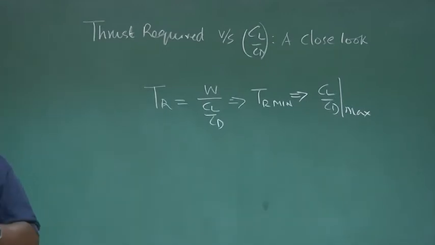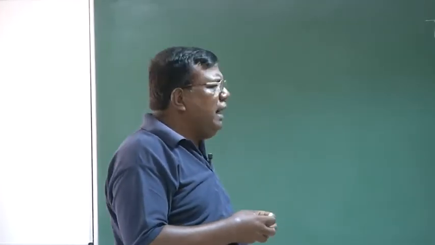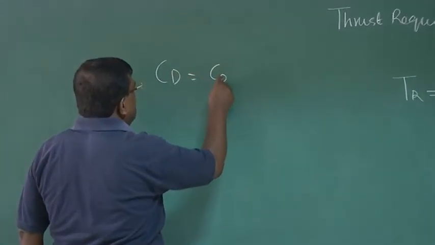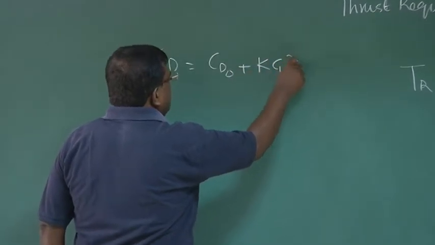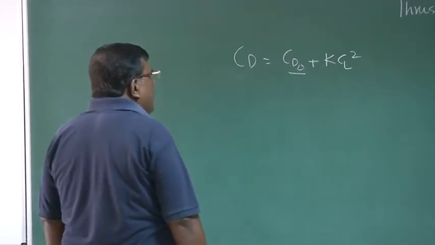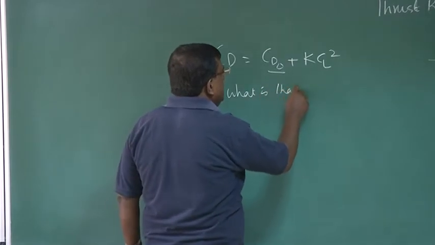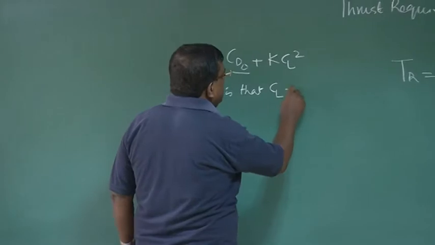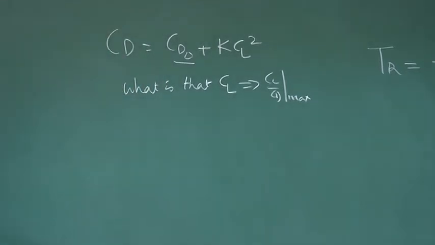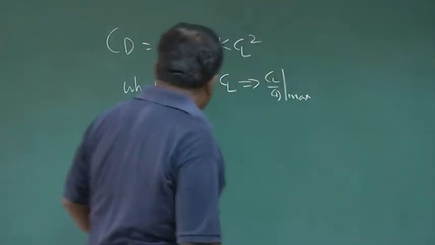I must fly at CL by CD maximum. Let us do a little bit of algebra, some mathematical insight into this CL by CD max. We know CD is CD naught plus KCL square, where CD naught is parasite drag and KCL square is the induced drag. All these things are very clear to us. Now, if I ask what CL I should fly so that CL by CD is maximum, if I want to find out mathematically, I can follow a few steps and get an answer.